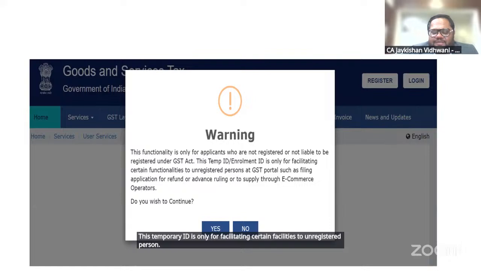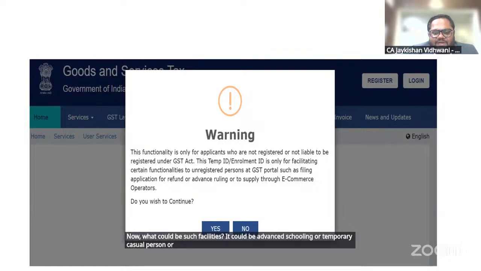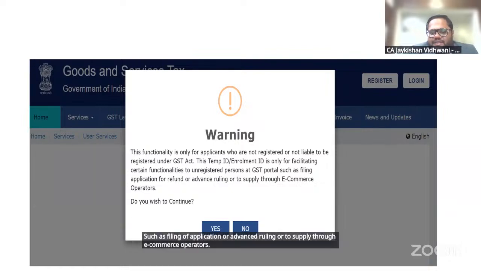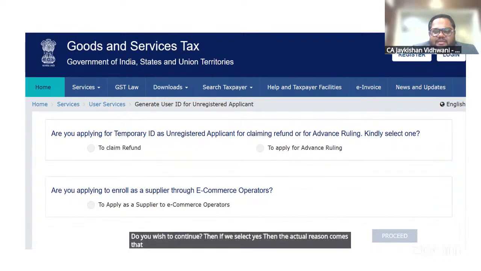Now, what could be such facilities? It could be advance ruling, temporary casual person, or this particular refund, such as filing of an application, or advance ruling, or supply through e-commerce operators. Do you wish to continue? Then if we select yes, the actual reason comes up.